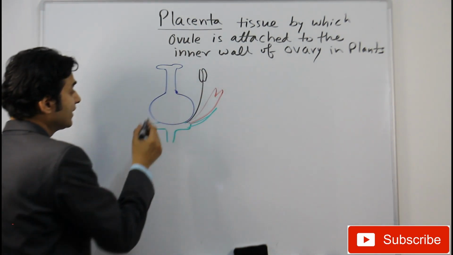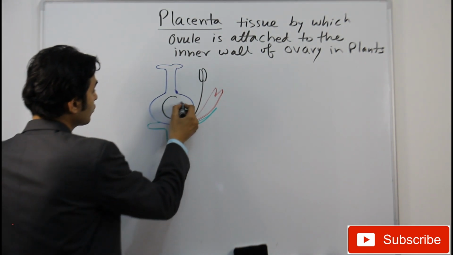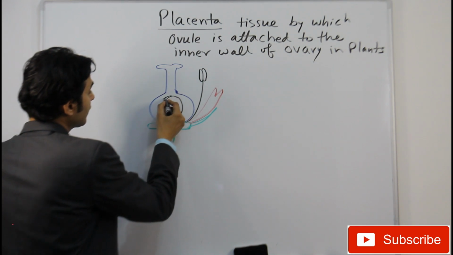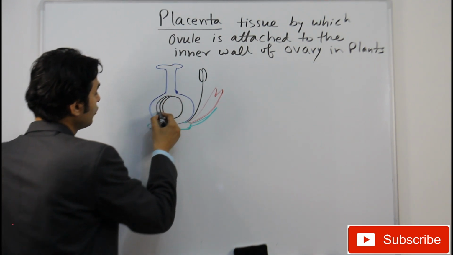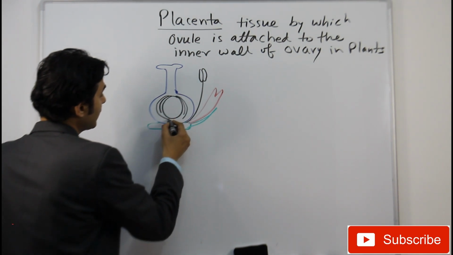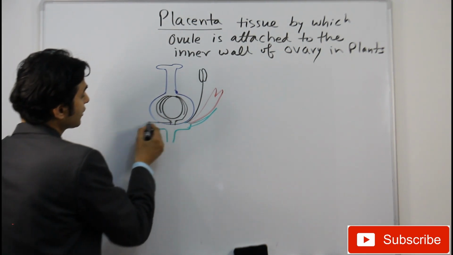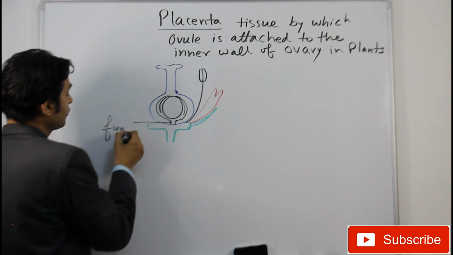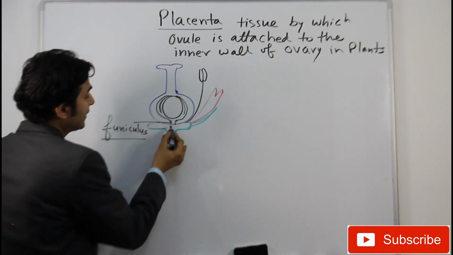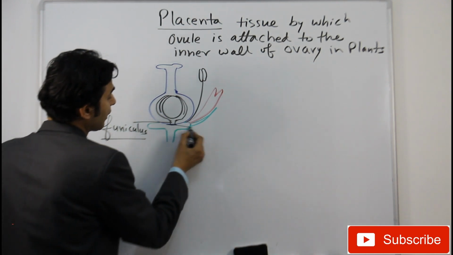Now inside the ovary there is a big structure called the ovule. This ovule is with two layers, or two covers, or integuments like this, and it will be attached to the ovary by a structure or a stalk called the funiculus. And this place by which it is attached will be called the placenta.